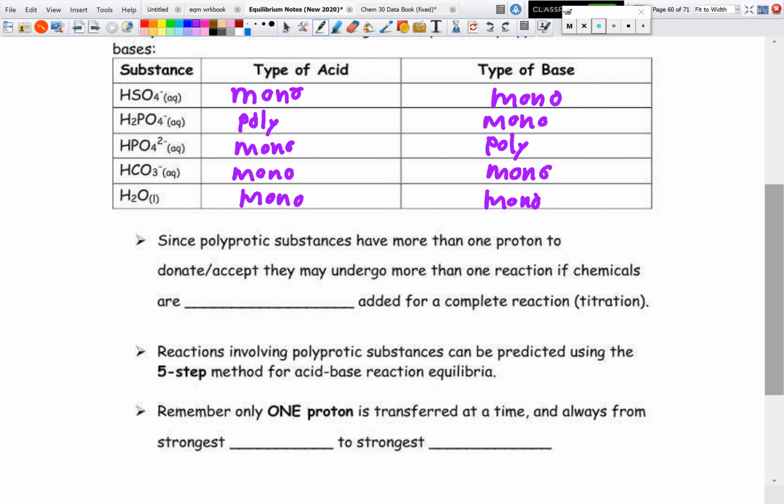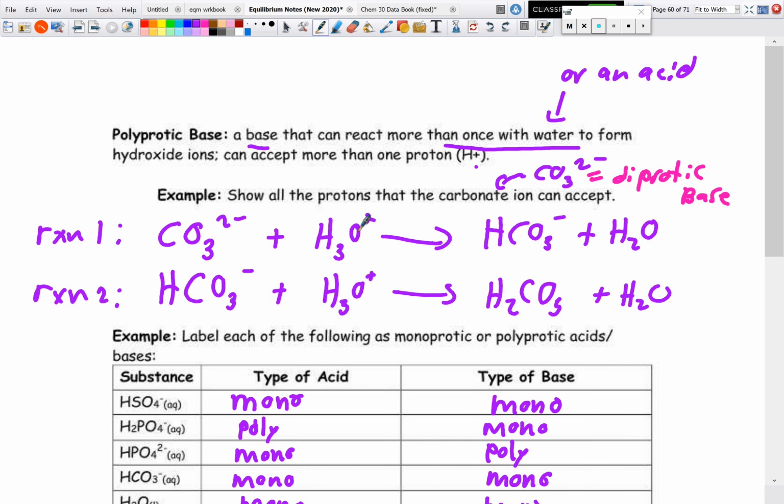Now, since the polyprotic substances do have more than one proton to donate or accept, they can undergo more than one reaction if chemicals are continually added to them. So basically doing a titration to complete the reaction. And this is why for the bases I had the hydronium in here, showing that we're continually adding it.